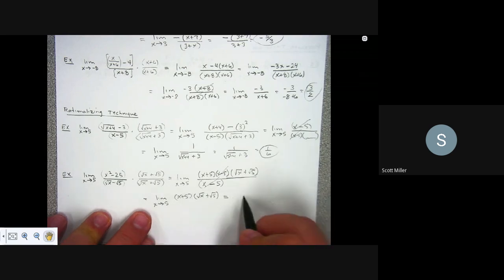At this point, I can now do direct substitution: 5 plus 5, the square root of 5, plus the square root of 5. Then simplify all this out, and you're going to end up with 20 times the square root of 5. Okay? So, again, here are my full notes over here so you can see that now.